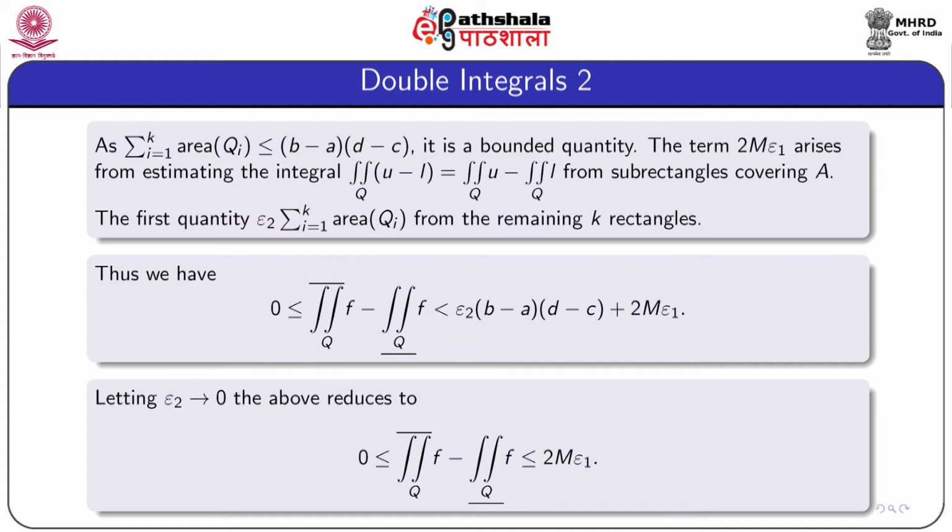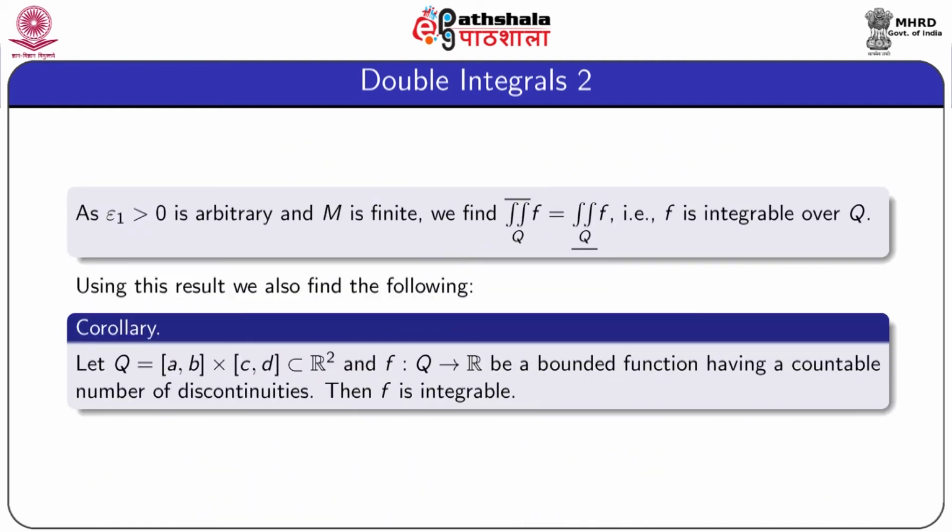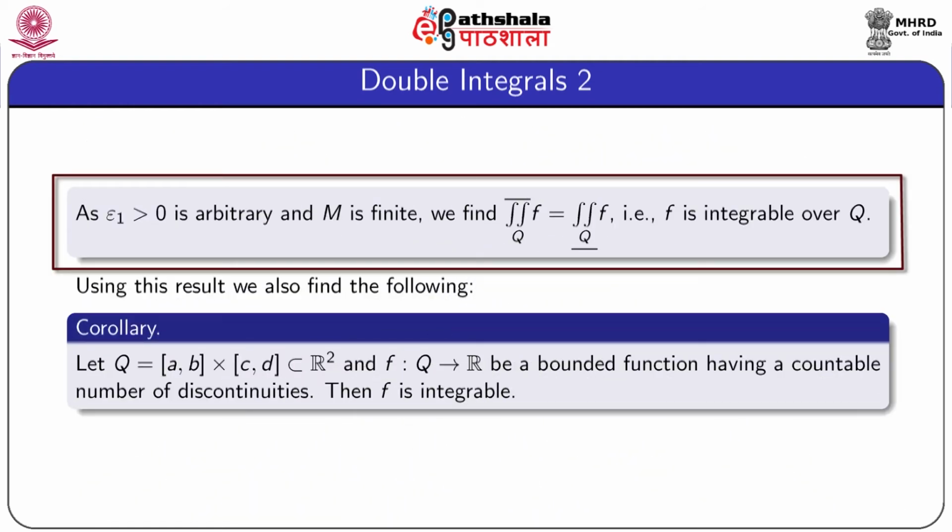Letting ε2 tend towards 0, the above reduces to 0 ≤ upper integral of f minus lower integral of f ≤ 2Mε1. As ε1 greater than 0 is arbitrary and capital M is finite, we find that the upper and lower integrals of f coincide, that is f is integrable over Q.